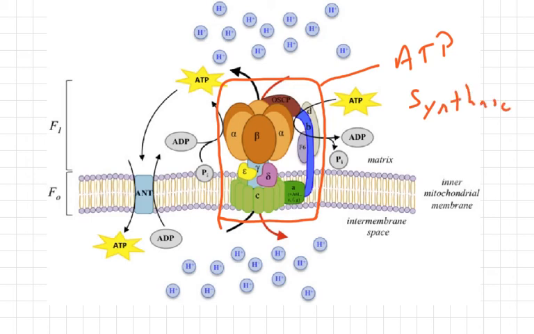So here on the bottom part of the figure, we have the inner membrane space, and here we have the matrix. And as we stated earlier, in the inner membrane space, we have a higher positive electrical gradient versus the matrix. And so what this does is create an electrical gradient, forcing the hydrogen ions to want to go from the inner membrane space to the matrix.